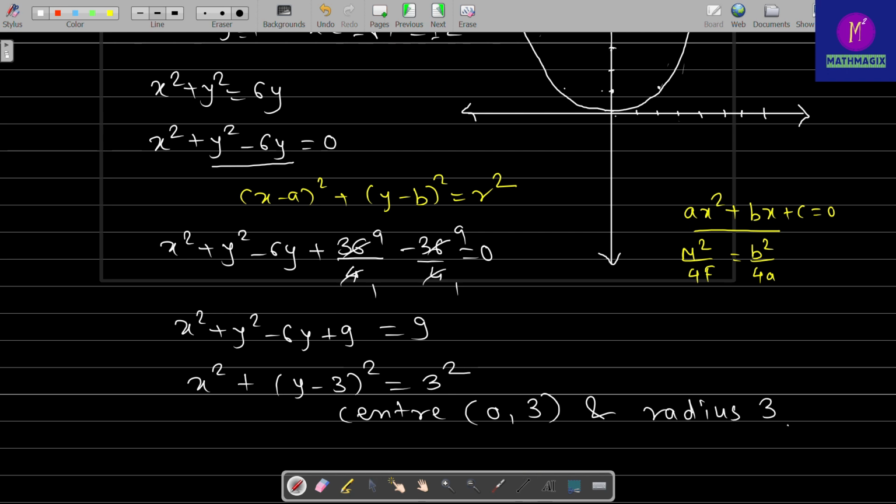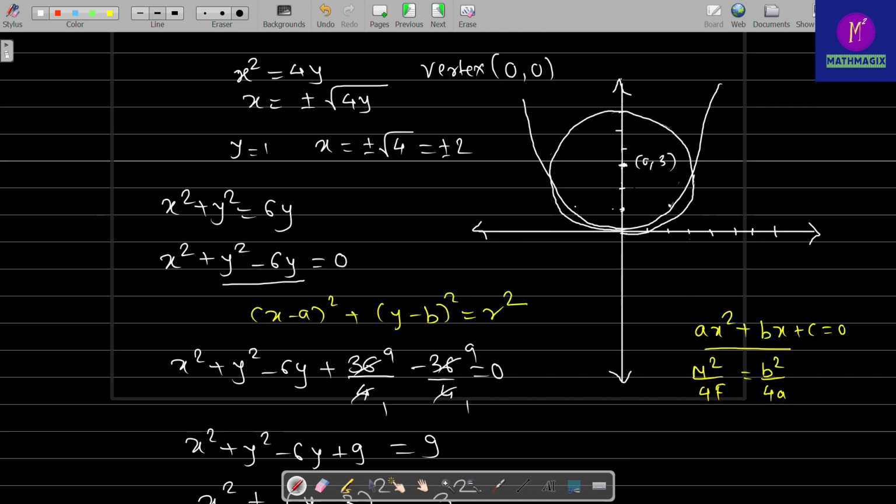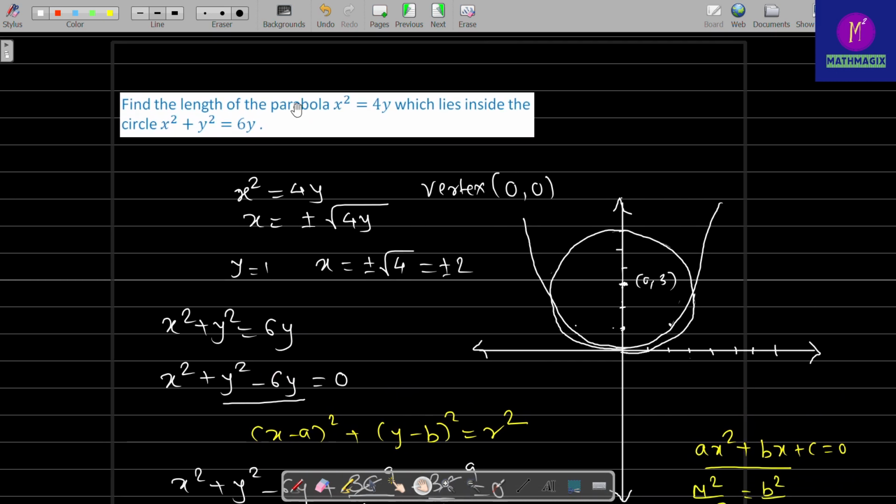So let us draw the circle in order to find out the arc length. So this is a circle with center (0, 3) and the radius is 3, and we need to find out the length of a parabola which lies inside the circle x square plus y square equal to 6y. So let us call this point as A, this is O, that is origin, and this is B. We know that the origin is (0, 0). We need to find out in this case the arc length AB, which is completely lying inside the circle.